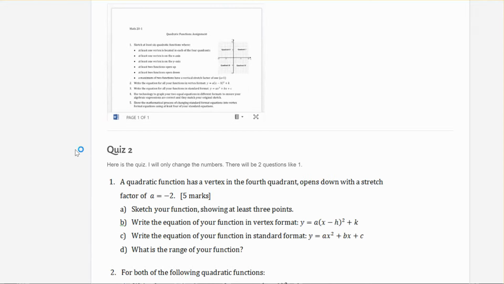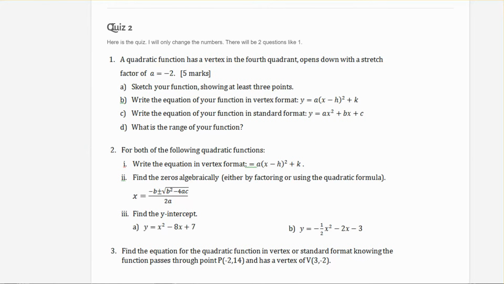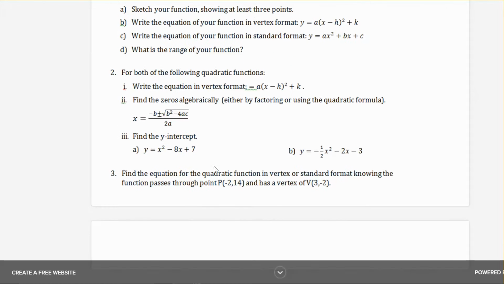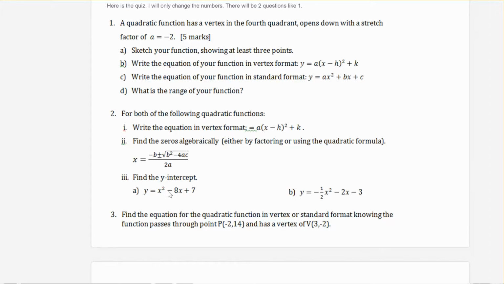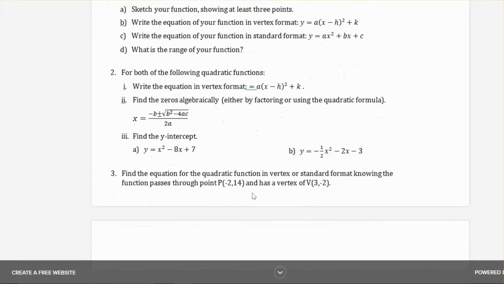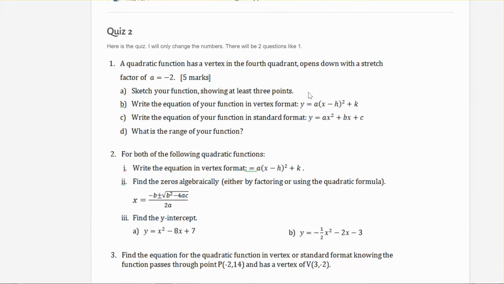And then the other thing, I just want to make sure you realize quiz 2, the one that's coming up, this is the quiz I'm going to give you. It's going to be this. There are going to be many different answers to it. All I'm going to do is change maybe what quadrant it's in, the a value. I'm going to change these two equations up, and I'll change these two numbers up, and that's it. So if you can do these questions, you'll be fine for the quiz. Okay, I'm going to end it there, and I'll see you in class.